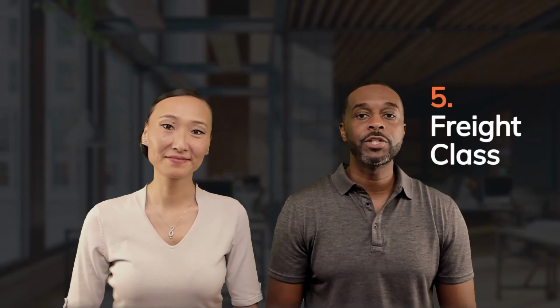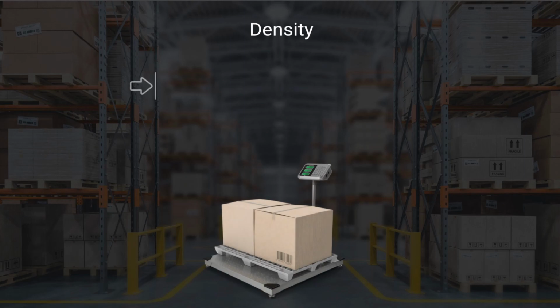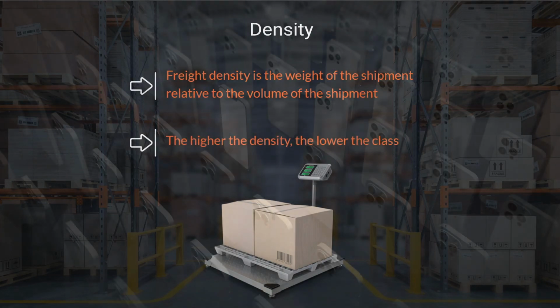Next is freight class. The National Motor Freight Classification groups freight classes based on density, liability, handling, and stowability. Freight density is the weight of a shipment relative to the volume of the load or its size. The higher the density, the lower the class.